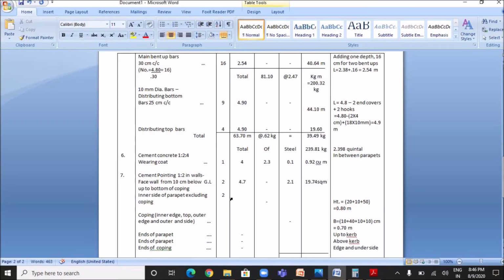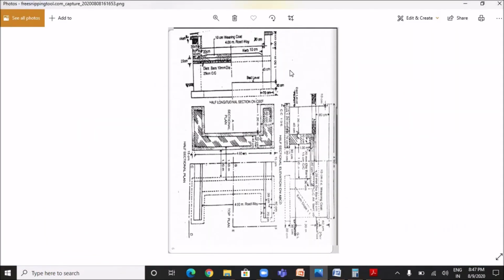The number is 2, length is 4.7 and the height is 0.8. So the quantity would be 7.52 square meter. Next, the pointing work is to be done in the coping. Okay, so here in the coping the pointing work is to be done. So there are 2 number of copings here and here.